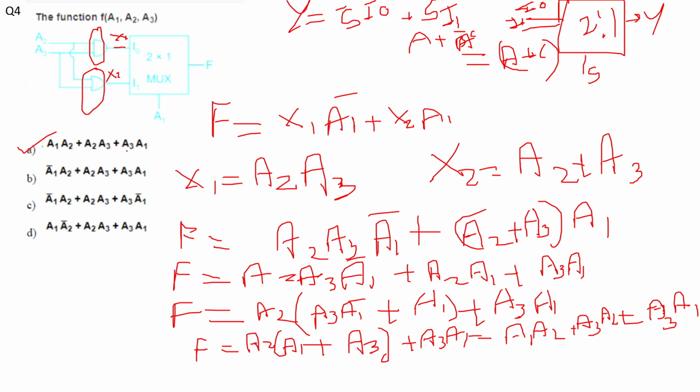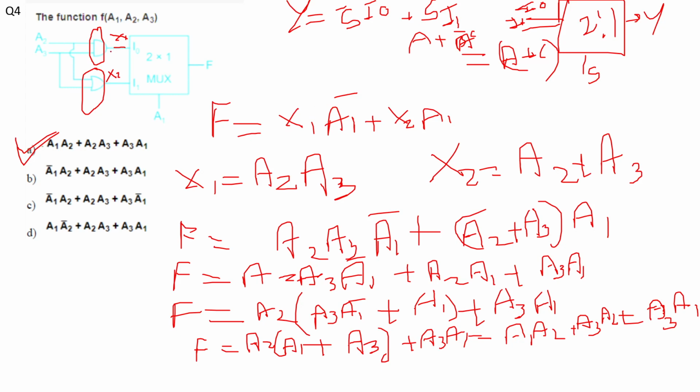First and second, second and third, third and first. So option A is the right answer. What we did here is we wrote the output expression for our 2-to-1 mux, that is S bar I0 plus S I1.